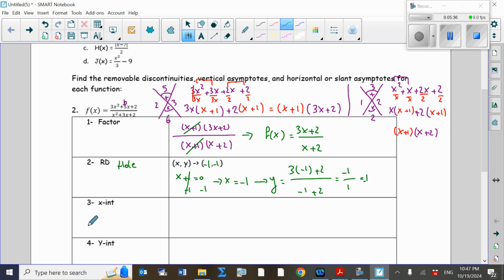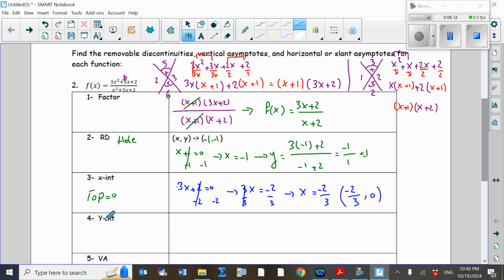Now the x-intercept. To find the x-intercept, you need to set the top equal to 0. What is the top of the function? The top of the remaining function is 3x plus 2. 3x plus 2 equal to 0. You subtract 2 from both sides. 3x is equal to negative 2, and divide by 3. And x is equal to negative 2 over 3. So the x-intercept is negative 2 over 3 and 0.